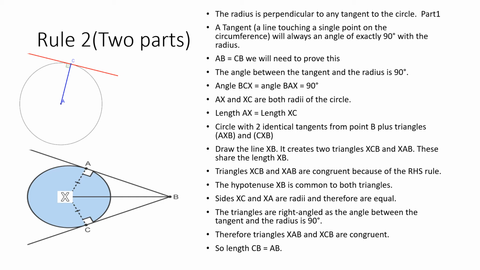We'll be looking at RHS, SAS, SSS, ASA, which are similarity and congruency of triangles, in a different video. So the hypotenuse XB is common to both triangles. Sides XC and XA are radii, so therefore they're equal. The triangles are right angled as the angle between the tangent and the radius is 90 degrees. So therefore, triangles XAB and XCB are congruent. If they're congruent, that means that CB and AB are equal.